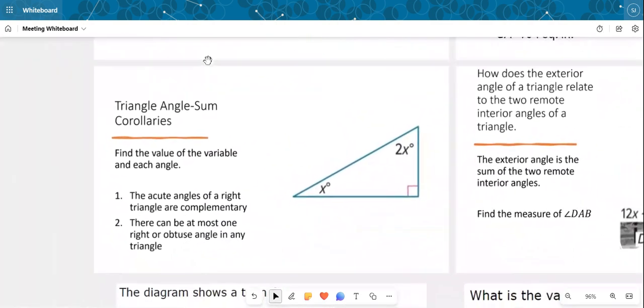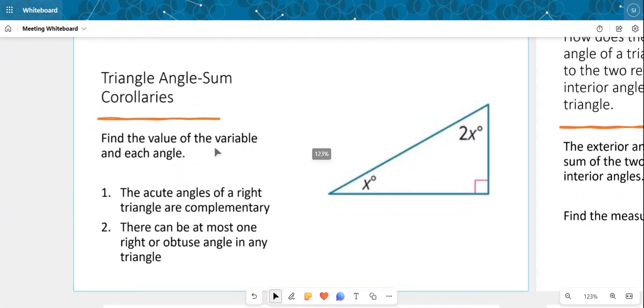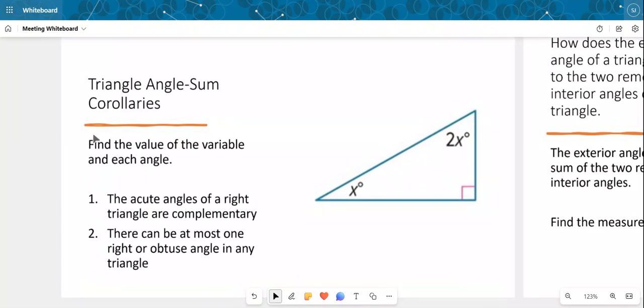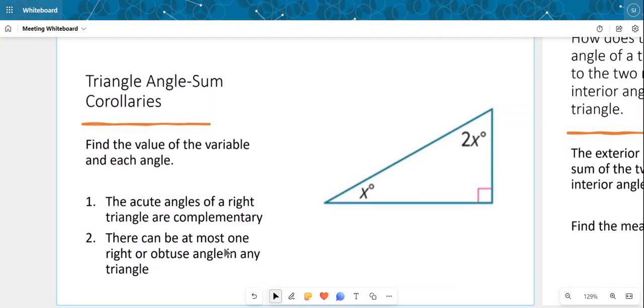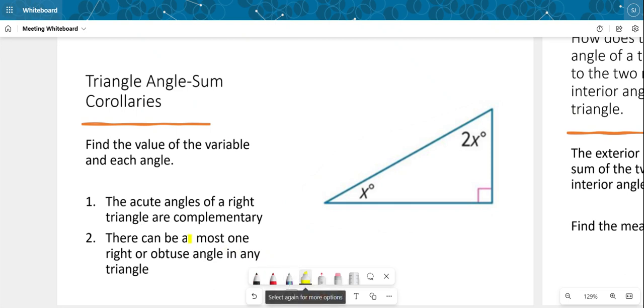So, we want to apply that same idea over here. We've got a triangle sum, triangle angle sum corollary. These are, first off, two corollaries that we want to sort of recognize, and we'll see them as we go through the process. We're being asked to find the value of the variable and each angle. I'll start off by identifying stuff we already know.